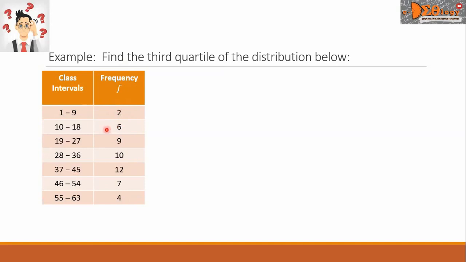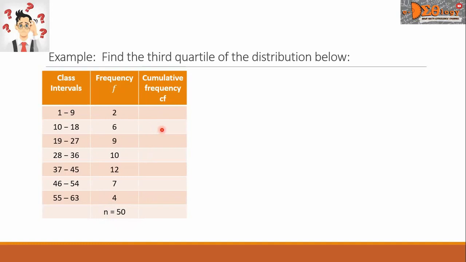A frequency of 6 for the class 10 to 18. Also, we have 9, 10, 12, 7, 4 frequencies respectively. We can now compute for the total number of frequency, and that is the n. This is equal to 50. Construct another column that is cumulative frequency, denoted by CF.